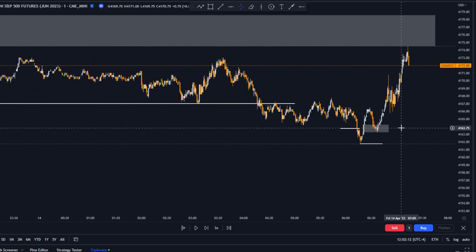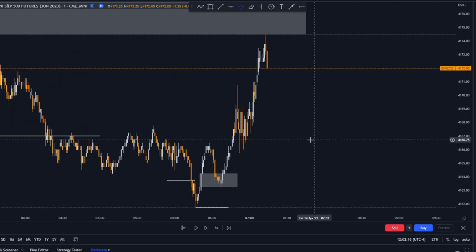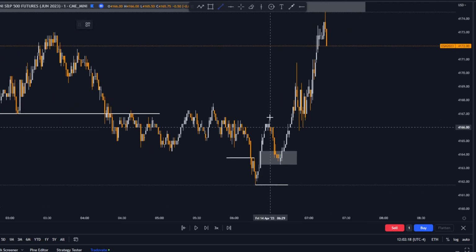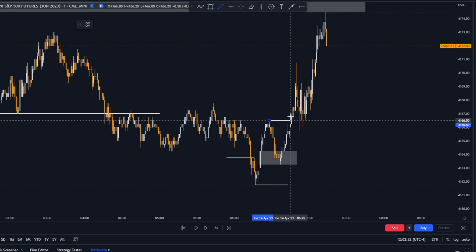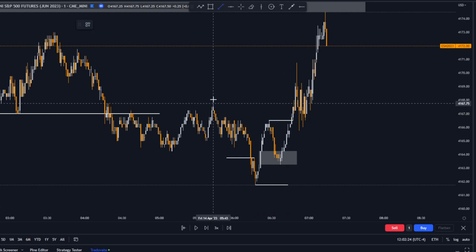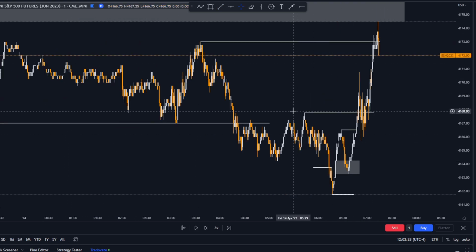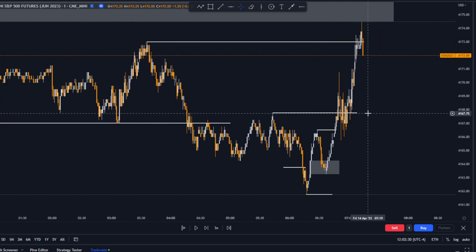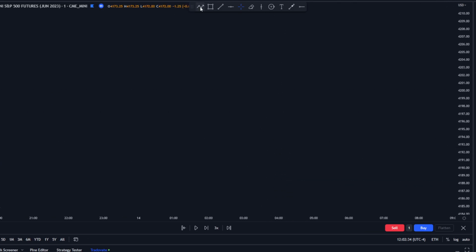And from that, you want to target the liquidity. The first liquidity is right here. Another one would be this one. Another one is this one. And you see, it's very simple. I can show you on a diagram.